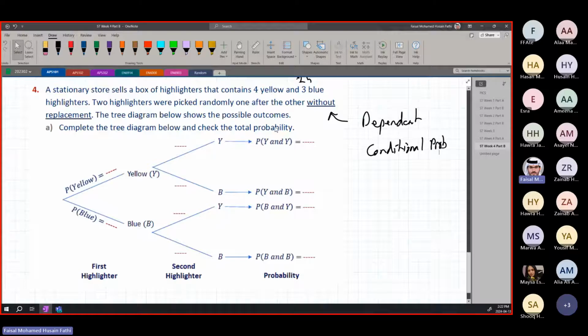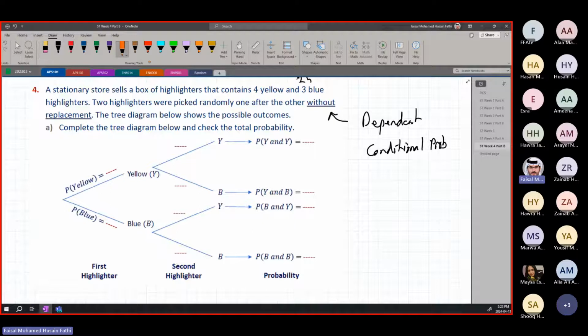Basically, the next choice is going to be affected by our first choice. So complete the tree diagram probability. If you remember, the initial probability, we have to just find it out normally. So the store sells a box of highlighters, contains 4 yellow and 3 blue. So we have 4 yellow.